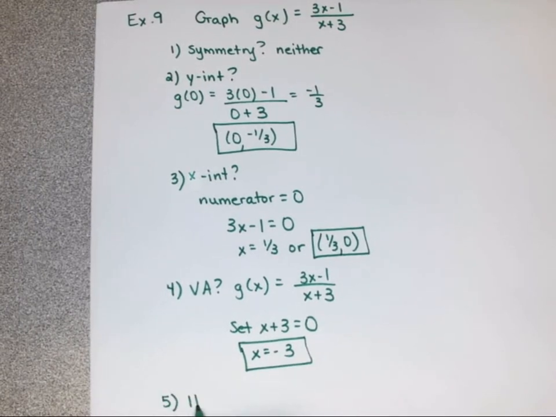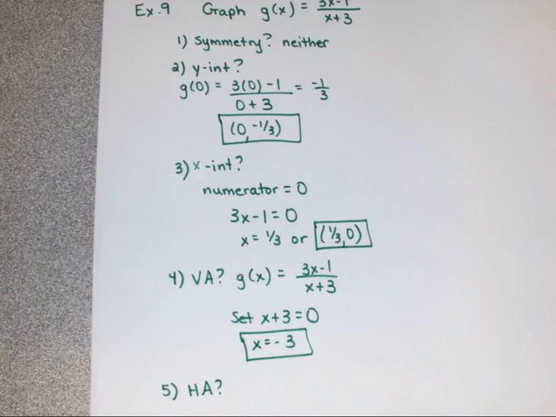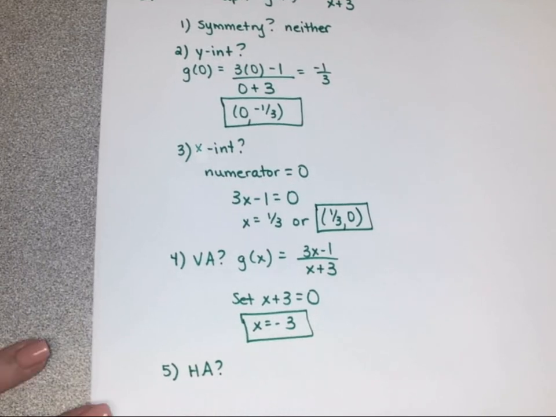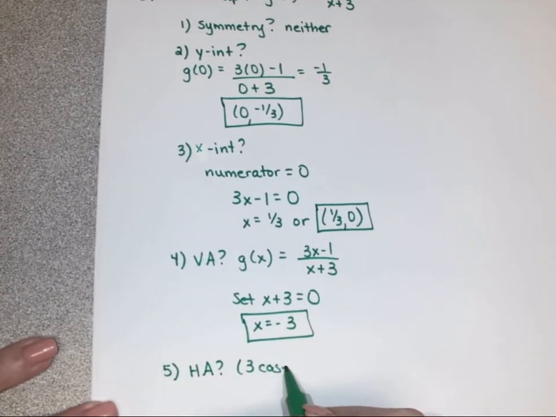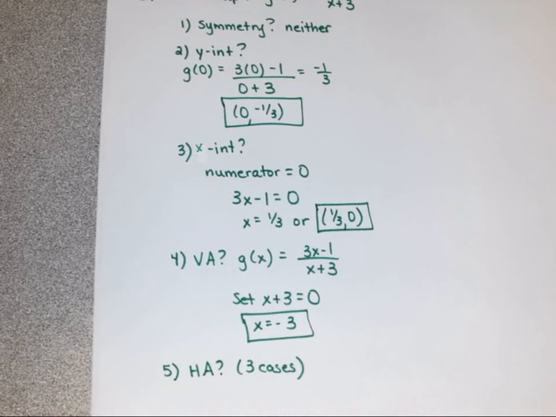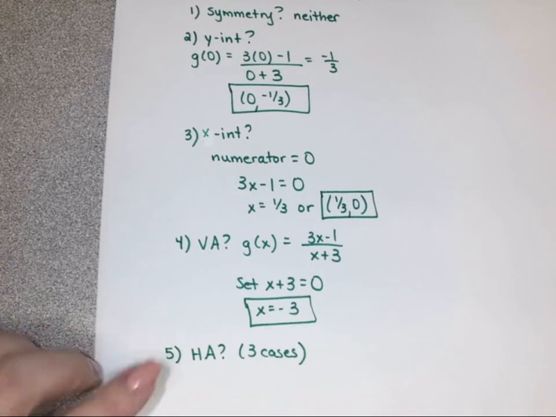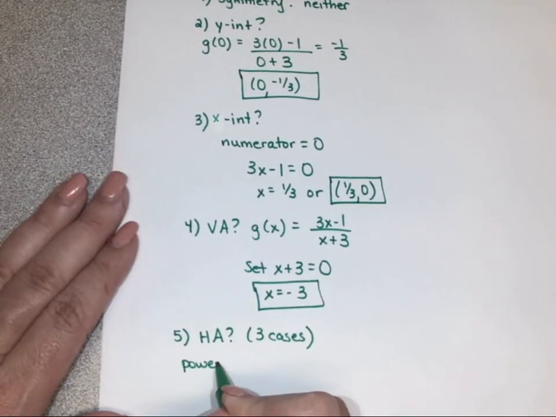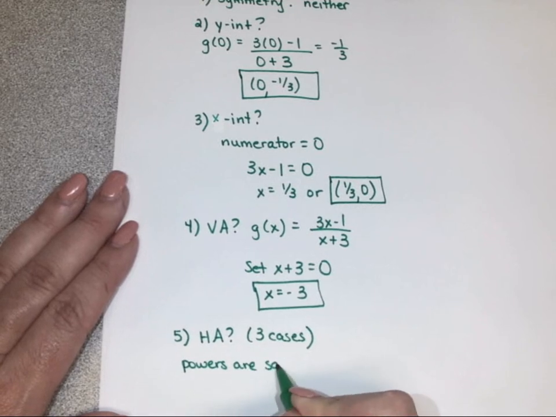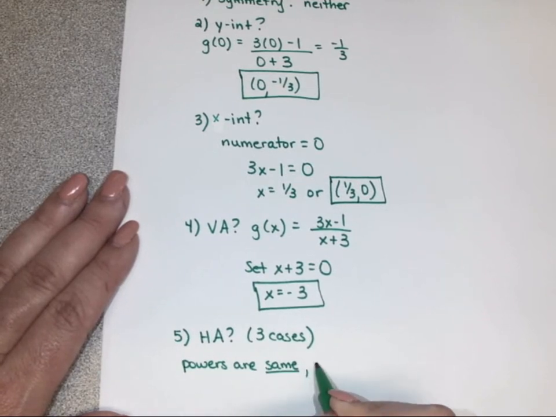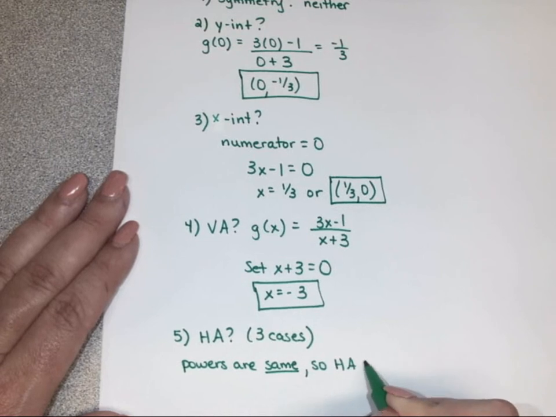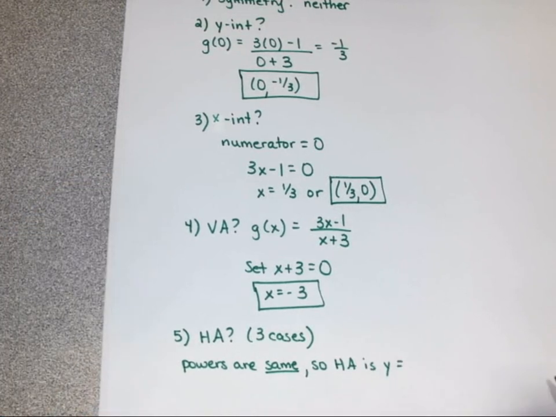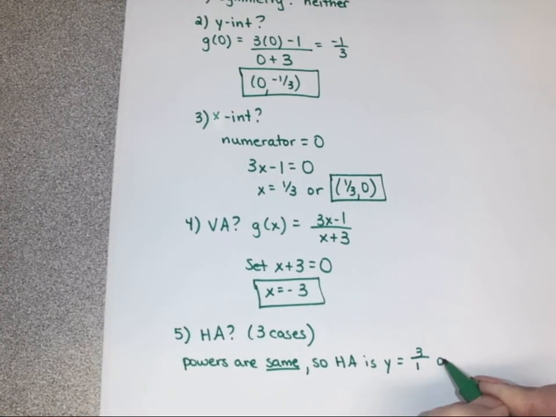So lastly, before I get to the graphing part, okay, I've got horizontal asymptotes. Remember, this is where I have 3 cases comparing powers on top to powers on bottom. Okay, so what do you notice about the powers? It's not on screen anymore, actually it is right here. What do you notice about the powers in both of these? Powers are the same. So the horizontal asymptote is y equals what? 3 over 1 or just y equals 3?